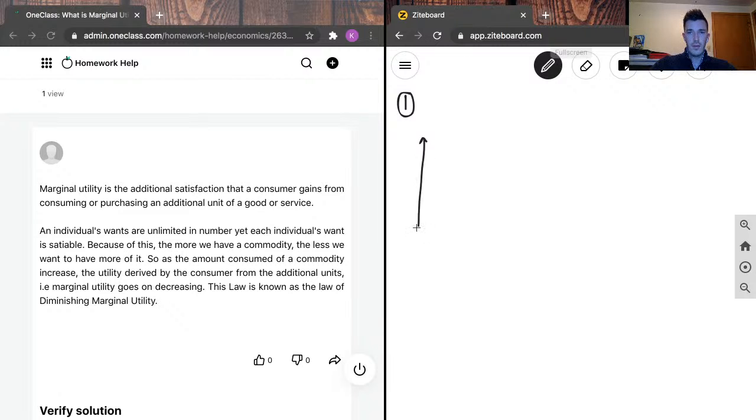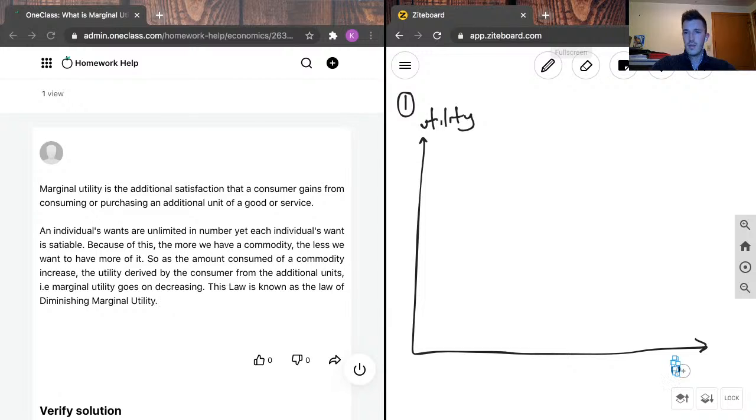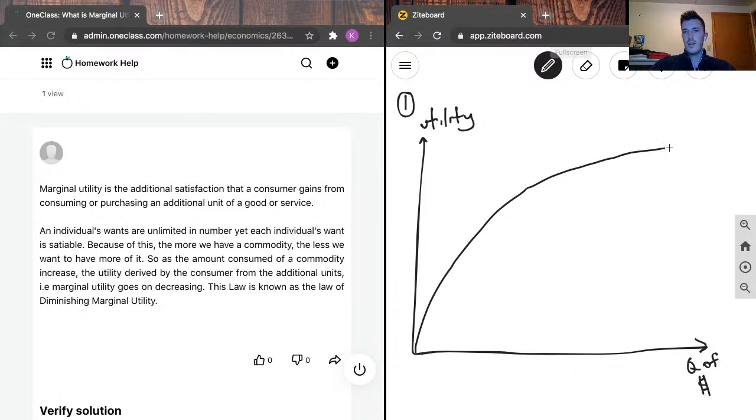So, what that looks like graphed out. We'll put utility on the y-axis. In this example, I'll do quantity of money, how much money somebody has. And what this curve is going to look like is this. It's going to be pretty steep initially, and then as the quantity of whatever it is increases, whether it's the quantity of pieces of pizza you ate or the quantity of money you have, the slope is going to decrease over time.